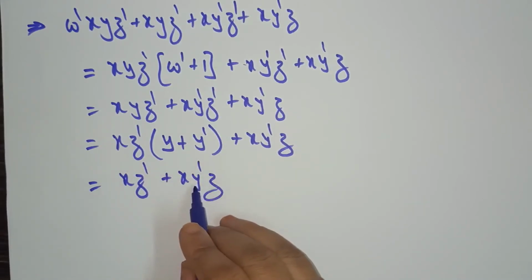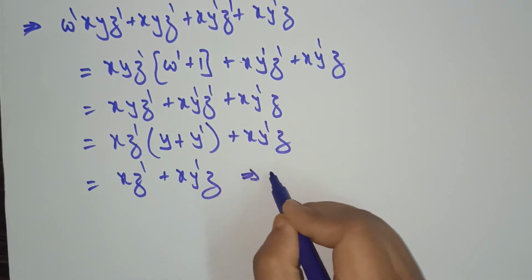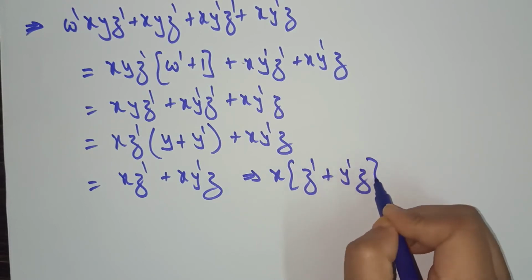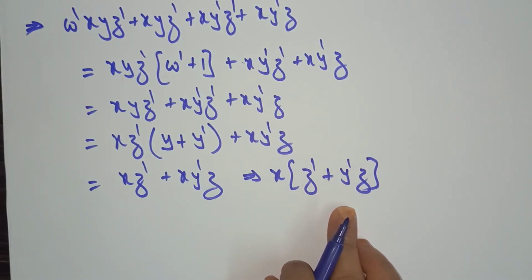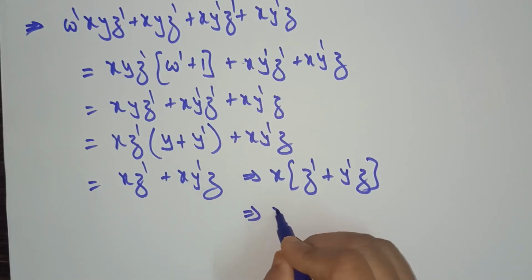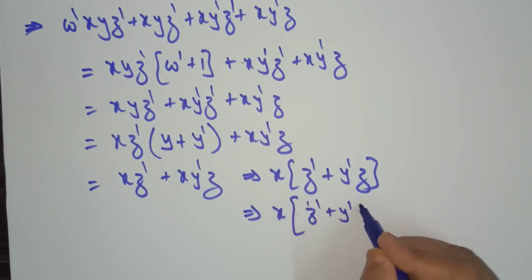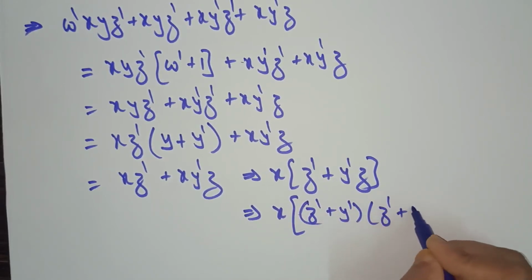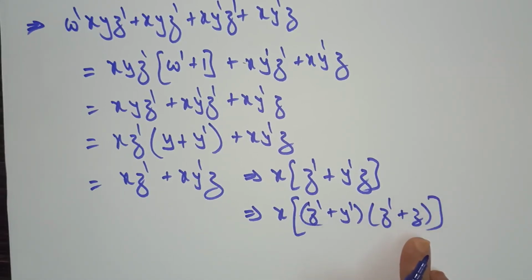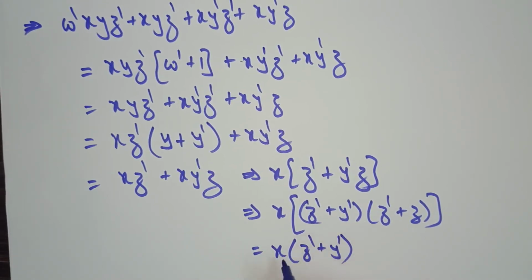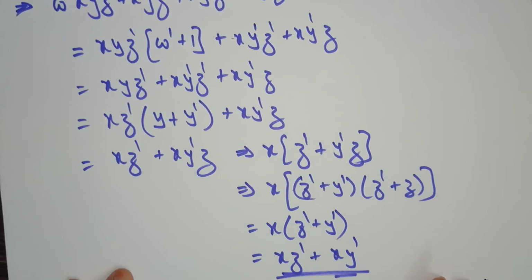So in this I can take x as a common. Yes, you can take x as a common. You will get z dash plus y dash z. So how does it look? Just apply the distributive property. When I apply the distributive property here inside, I'll get z dash plus y dash is 1 and z dash plus z. Anyhow, z dash plus z is nothing but a 1. So the final expression you will get is x into z dash plus y dash. If you want, you can multiply also: x z dash plus x y dash. So this is your final minimized expression.